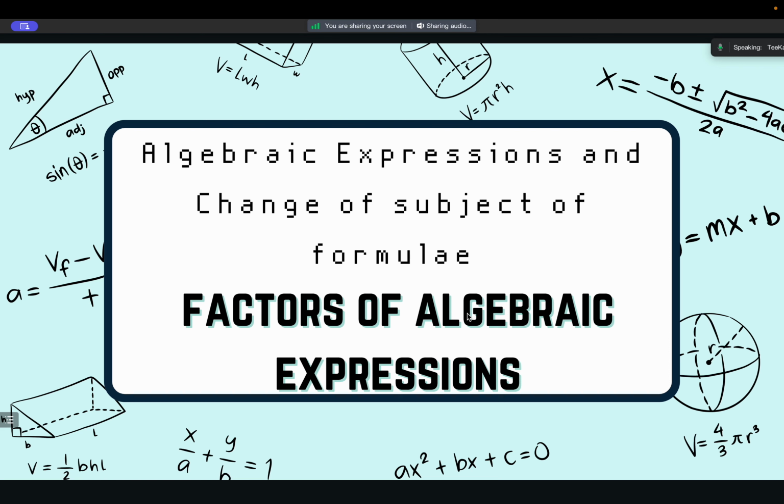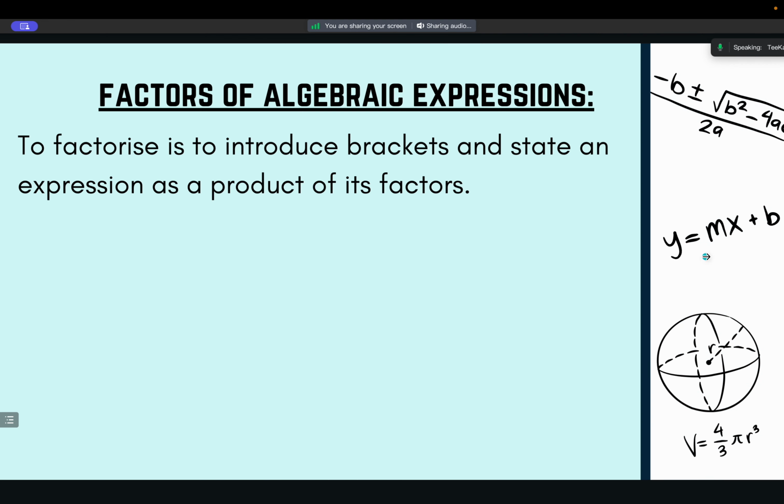Okay, welcome back. Today we are going to continue from where we left last time. We were talking about algebraic expressions and change of subject to formula. But last time we were talking about multiplying brackets, and today we're going to talk about factorizing of algebraic expressions. So without wasting time, let's dive right in.